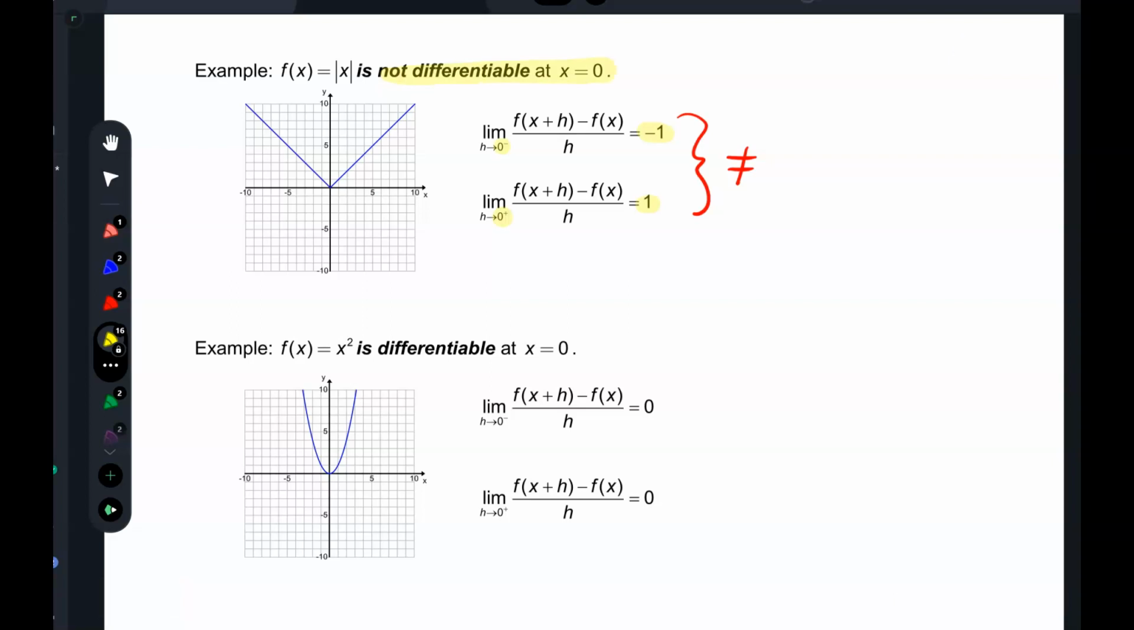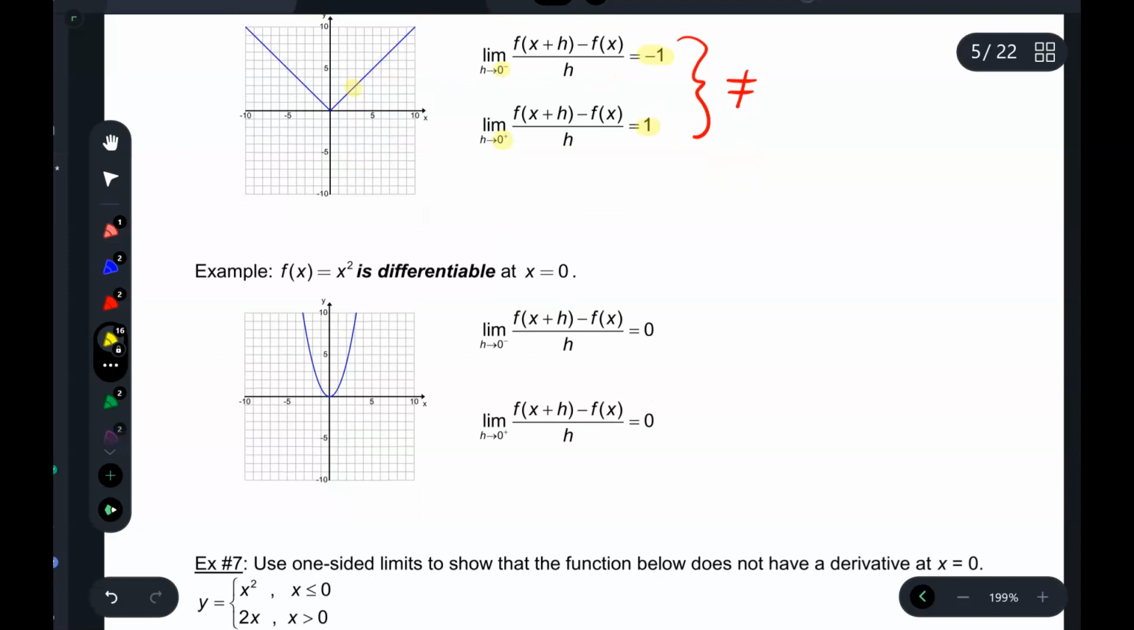Now, what if I said a different value? What if I said, is it differentiable at x equals 3? Well, right here is 3. Does it have the same derivative? Yeah, it has a slope of 1 here, has a slope of 1 here. So it just so happens this is the only point where it's not differentiable. But all the other places on that graph it will be.